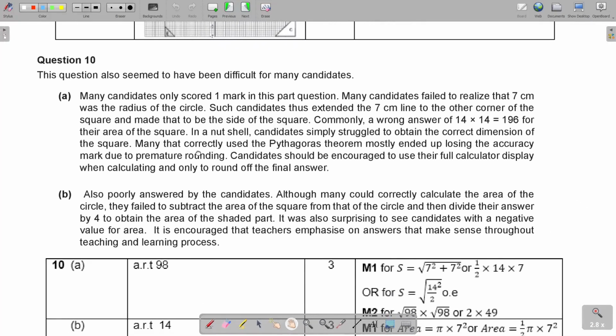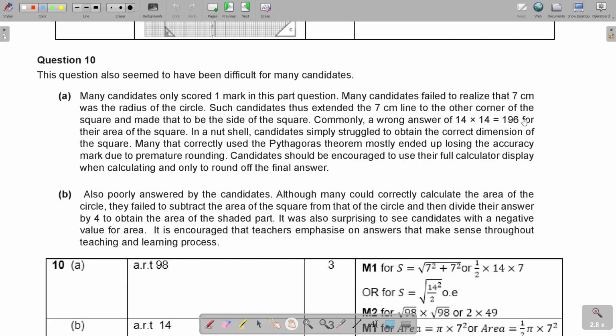Okay, this question also seemed difficult for many. I think it's because you didn't know you had to use Pythagoras. Many candidates only scored 1 on this part question. Many candidates failed to realize that 7 was the radius of the circle. Such candidates thus extended the 7 centimeter line to the other corner of the square and made that the side of the square.